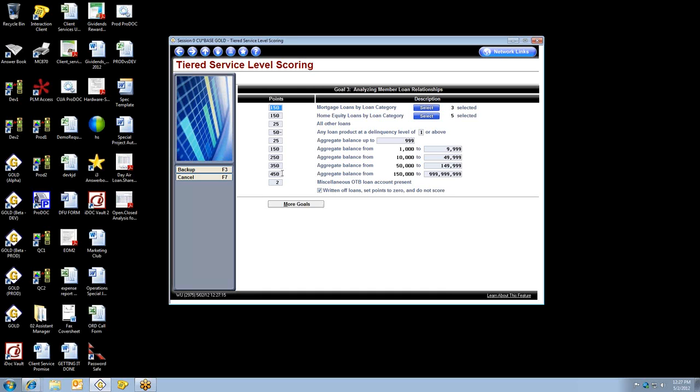Miscellaneous OTB, or off-trial balance, loans present. If you happen to have student loans or anything along those lines that may be kept on a separate balance sheet, or not on the balance sheet on CU-Base, if we have an interface with that to CU-Base, we do have the ability to score for that particular option. And then the most common setting, I haven't seen anybody not set points to 0 and do not score for written off loans. So this is definitely something that you probably would want to do, so that anybody with a written off loan isn't getting any sort of rewards or rate benefits, etc.